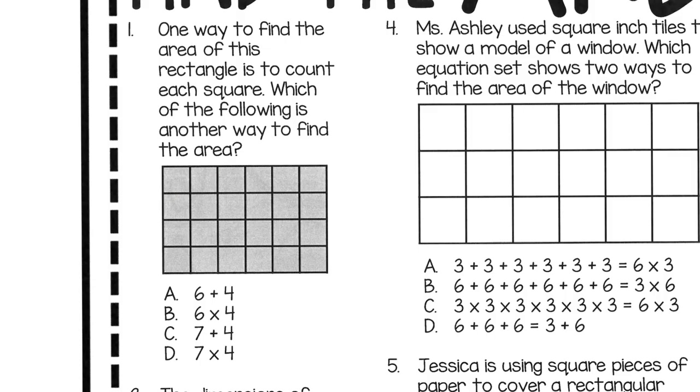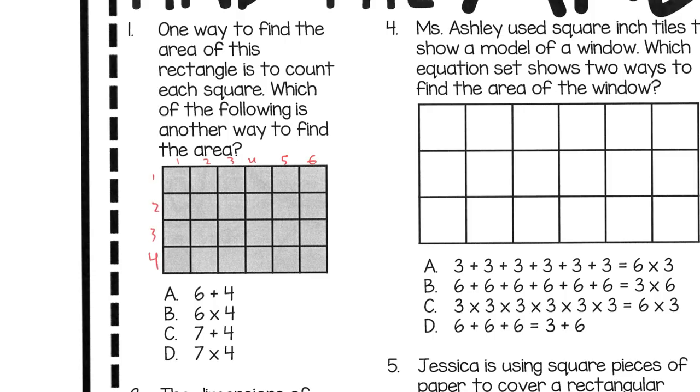So I could go 1, 2, 3, 4, 5, 6, 7, 8, 9, 10, 11, 12, and count them all. Or I could do something else. What would that be? I could do 6 plus 4, 6 times 4, 7 plus 4, 7 times 4. So this is what I would do. I would count the ones that go across, 1, 2, 3, 4, 5, 6 squares across. Count the number of squares that go down, 1, 2, 3, 4, okay?